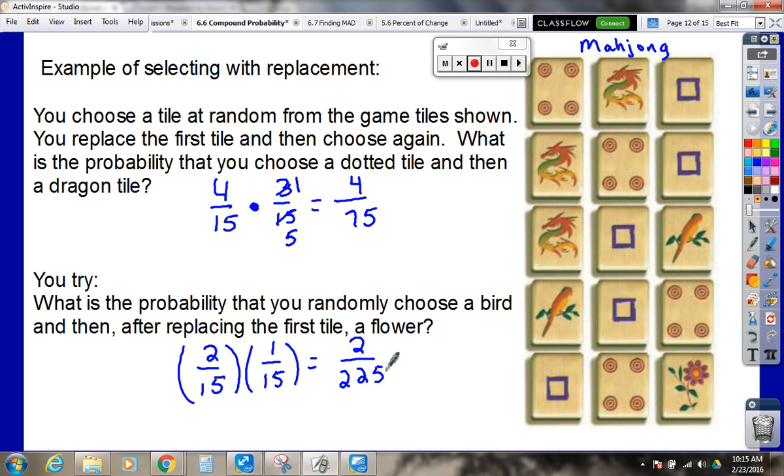I was thinking it was going to be 100, but 15 times 15 is 75 once you cross out the 5. Okay, so we're good.